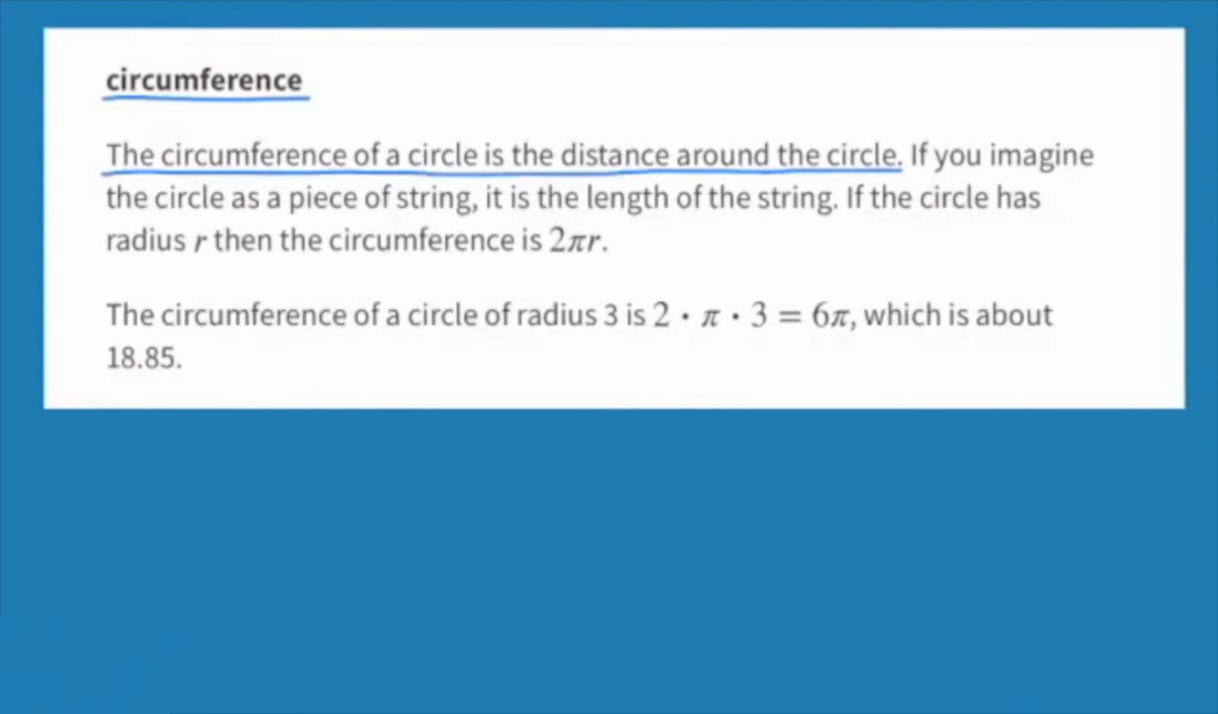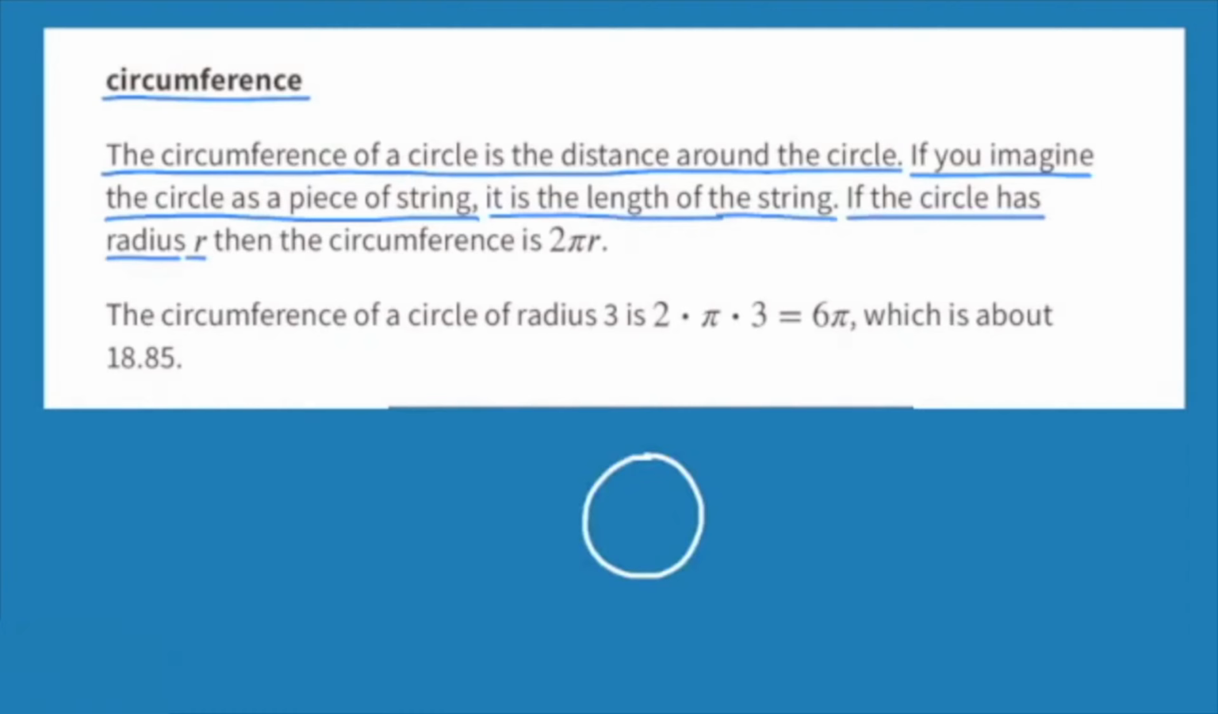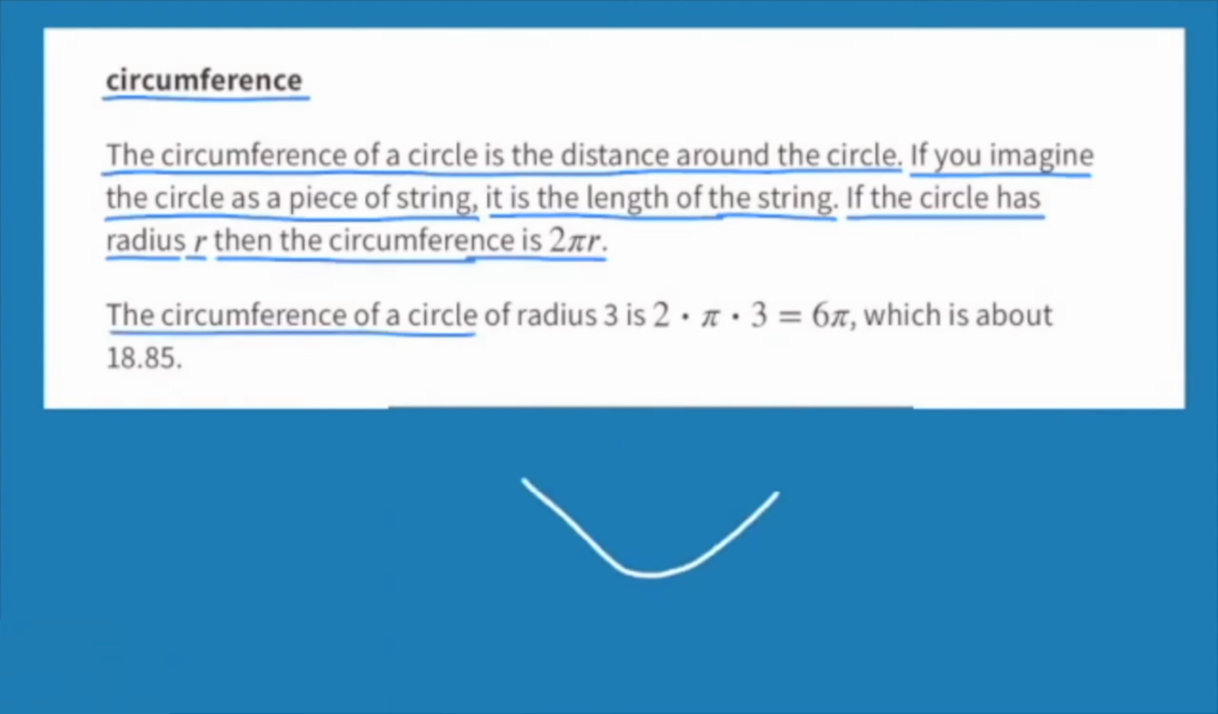Circumference. The circumference of a circle is the distance around the circle. If you imagine the circle as a piece of string, it is the length of the string. If the circle has a radius, r, then the circumference is 2 times pi times r. The circumference of a circle of radius 3 is 2 times pi times 3, which equals 6 times pi, which is about 18.85.